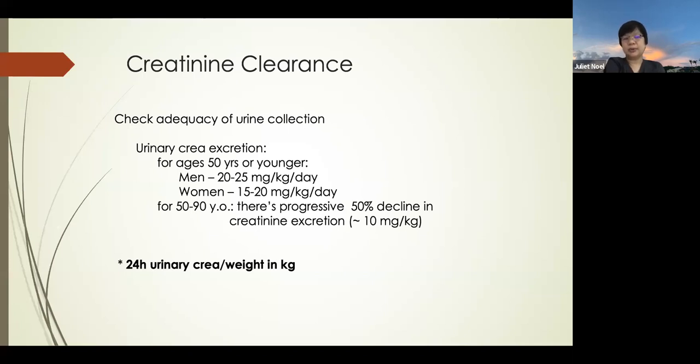Whereas, for example, the 24-hour urinary creatinine of a 70-kilo man who's collecting 24-hour urine has only been 600. So 600 divided by 70, that's about 8 milligram per kilo. So that is an inadequate collection. So disregard the result and ask the patient to have another collection. You still follow? Nakuha niyo na? So that's how you check for the adequacy.